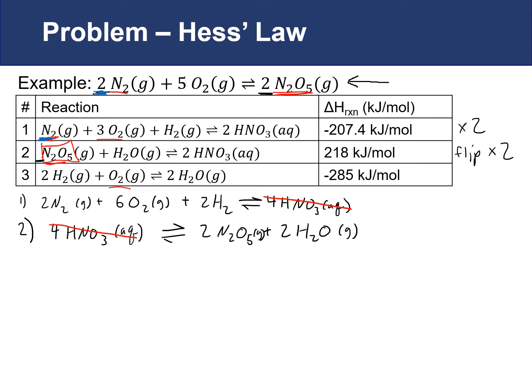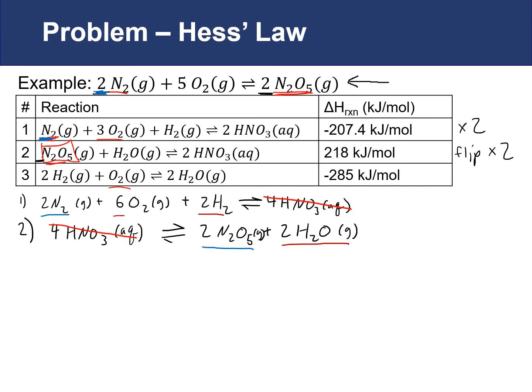So if we compare the reaction that we're after with where we're currently at, we have the correct number of nitrogen when we add them together. We have the correct number of N2O5, but we have extra water, which we don't want. We have hydrogen, which we don't want, and we have too many oxygen, right? And so we're going to use reaction number 3 to get rid of a bunch of that stuff.